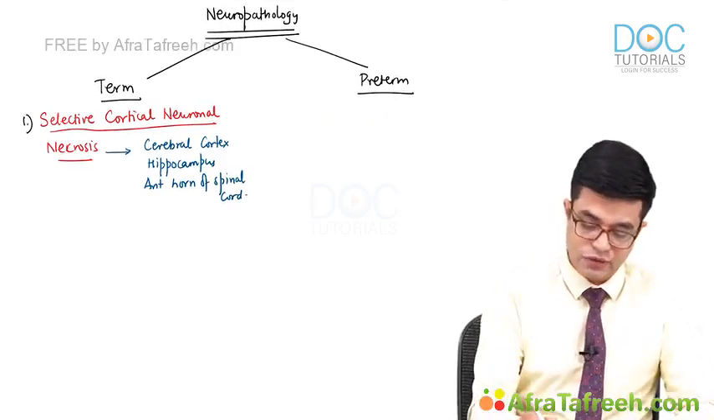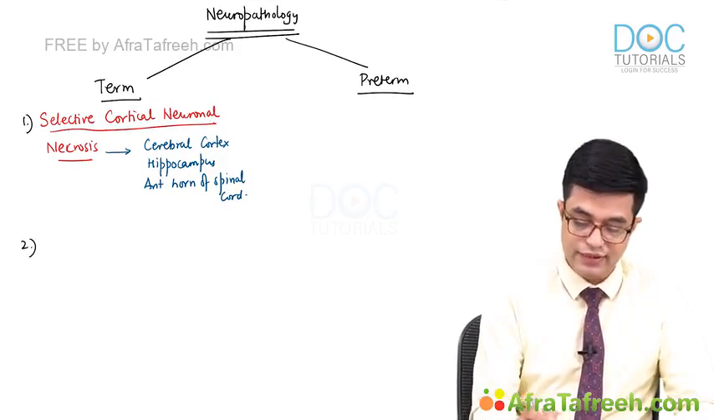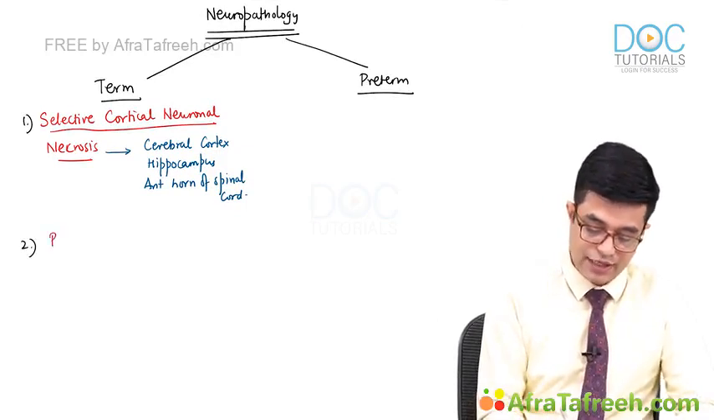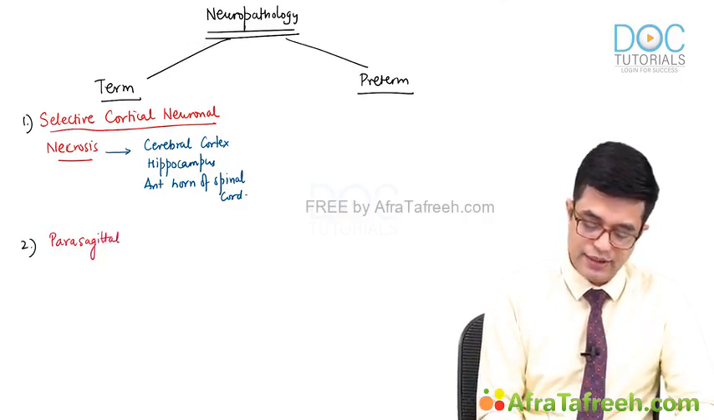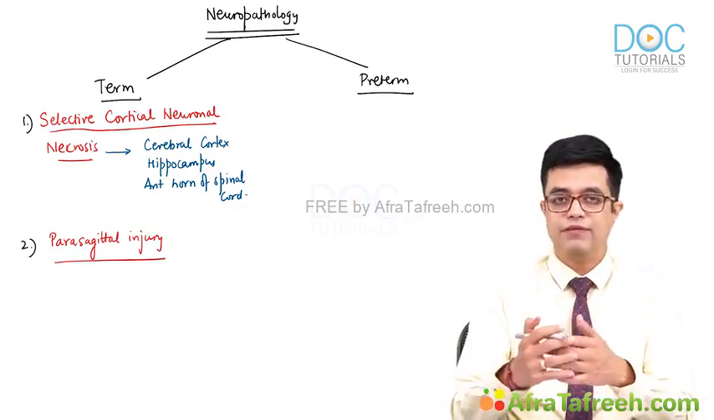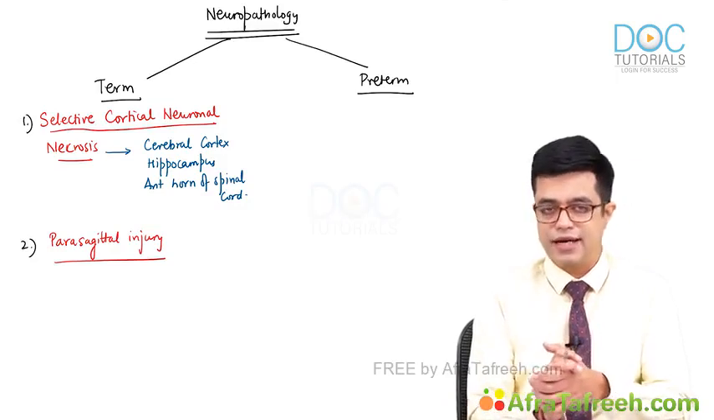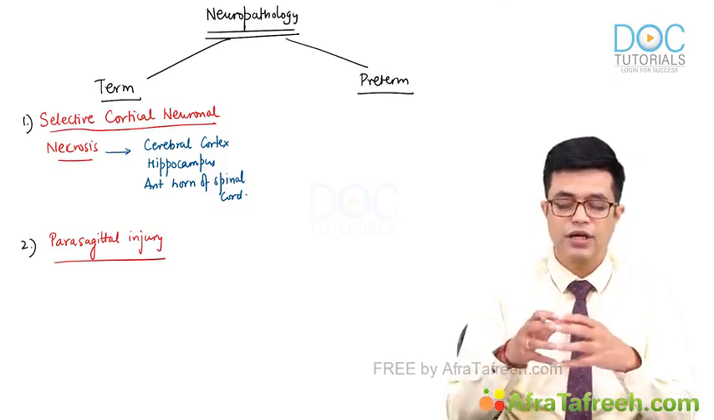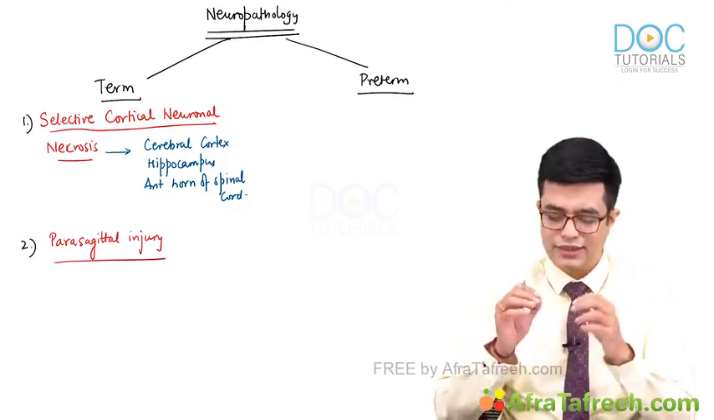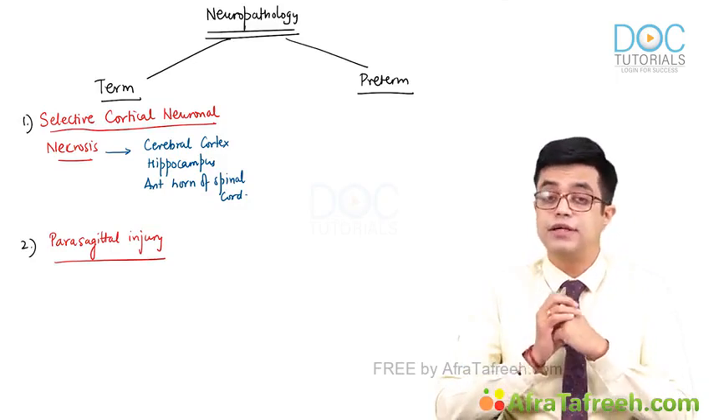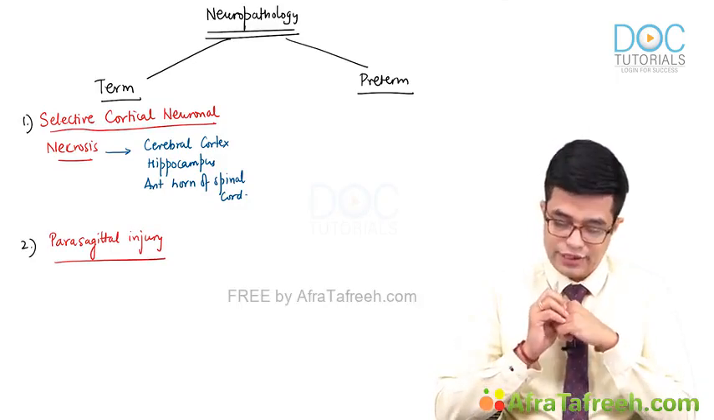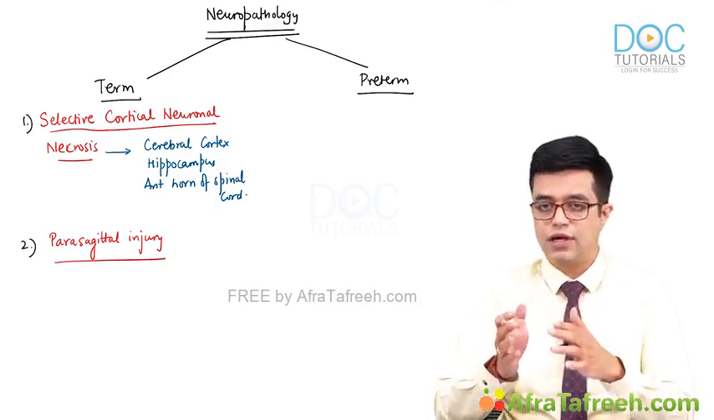The second group of features we see in these babies is called parasagittal injury. Parasagittal areas are the watershed areas where the overlap between the arterial systems, the anterior, middle and posterior cerebral arteries, is inadequate, and whenever hypoxic damage happens, these are the sites where infarcts tend to develop. So parasagittal injury can produce parasagittal infarcts.